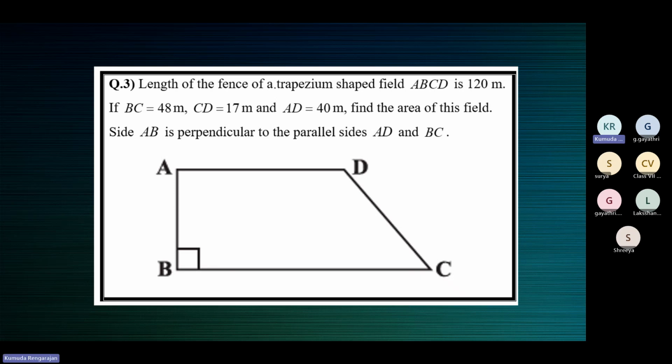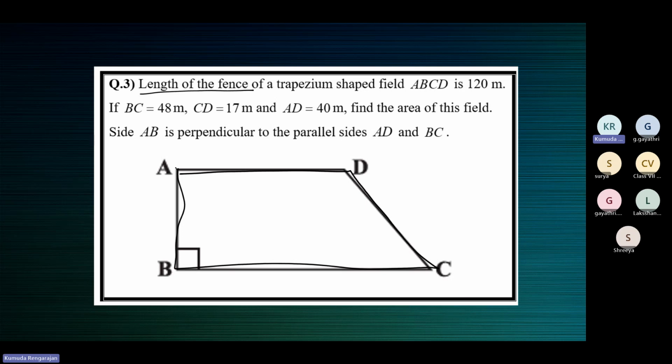The length of the fence of a trapezium shaped field ABCD is 120 meters. Understand the question, children. What do we mean by the length of the fence? This is the length of the fence, the length of the boundary. Length of the fence means length of the boundary. That means perimeter.